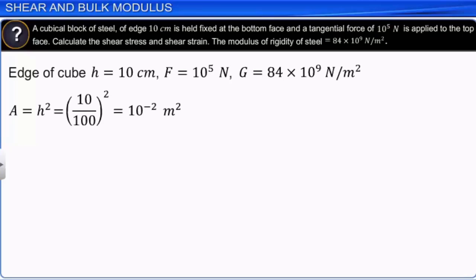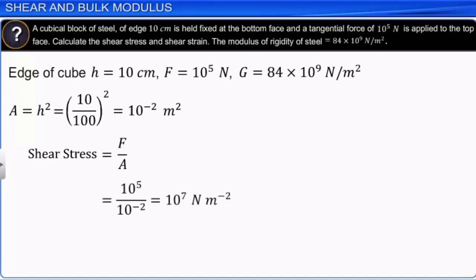The modulus of rigidity is the ratio of shear stress to shear strain. Arranging the relation to solve for shear strain and substituting the value of G and shear stress calculated earlier, we get shear strain as 1.19 times 10 to the power minus 4. Remember, strain has no units. We will now learn about bulk modulus.